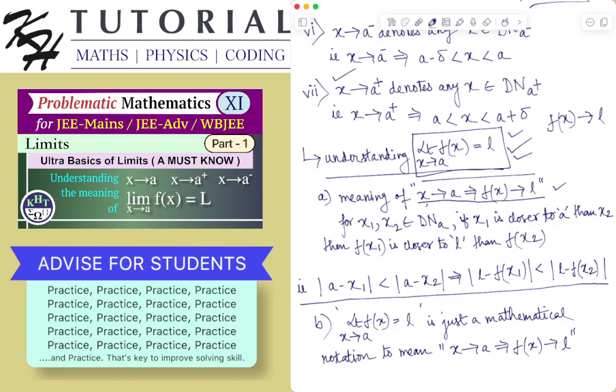A further detailed explanation of this statement is that if you consider any two values x1 and x2, where x1 and x2 are obviously very close to a, in the set of deleted neighborhood of a, then if x1 is closer to a than x2, which actually means that the absolute difference of x1 from a is less than the absolute difference of x2 from a, this will imply that the absolute difference of the value f(x1) from L will be less than the absolute difference of the value f(x2) from L. If you are familiar with the concept of sets and the mod operator, I hope this will make clear sense to you.